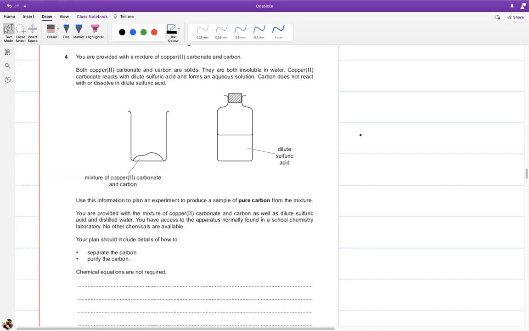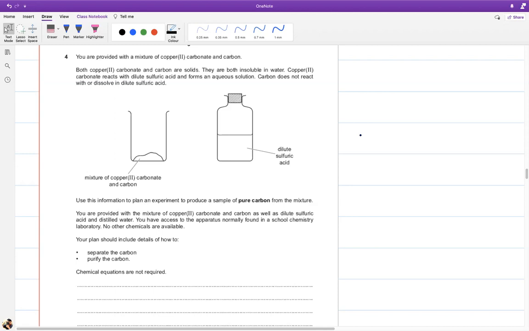And forms an aqueous solution. That means it also dissolves in water. Carbon does not react with or dissolve in dilute sulfuric acid. Okay, we know that. Use this information to plan an experiment to produce a sample of pure carbon. Pretty simple. This is just like having salt and sand.